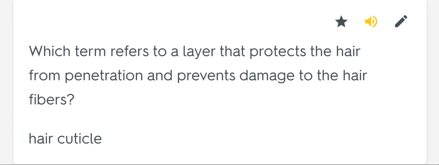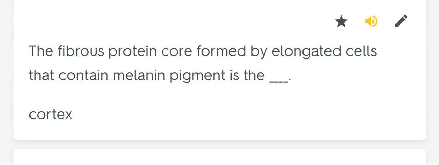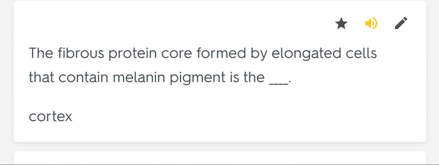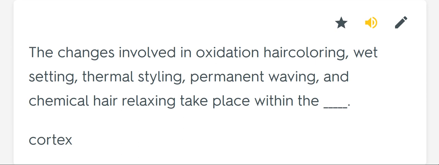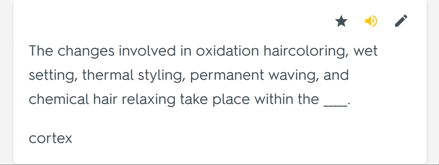Which term refers to a layer that protects the hair from penetration and prevents damage to the hair fibers? Hair cuticle. The fibrous protein core formed by elongated cells that contain melanin pigment is the cortex. The changes involved in oxidation, hair coloring, wet setting, thermal styling, permanent waving, and chemical hair relaxing take place within the cortex.